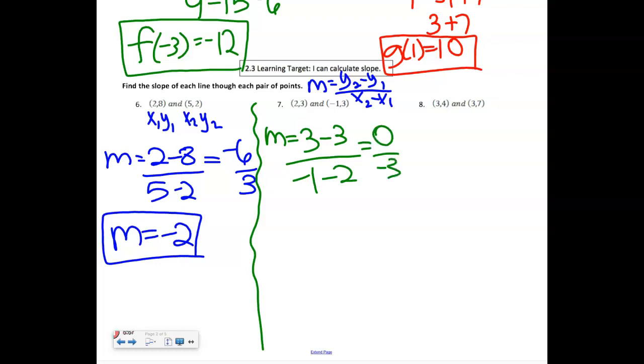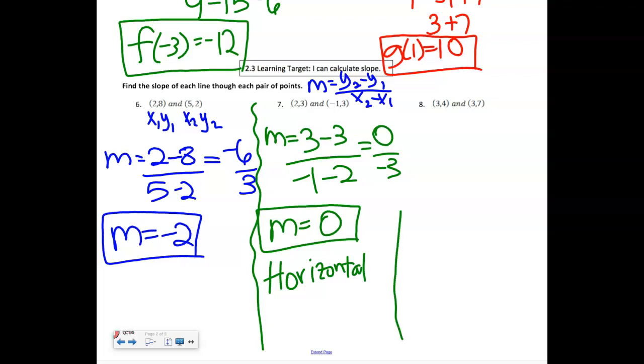And if you left it like this, I would have to mark it wrong. So reminder, if you grabbed your calculator or if you just remember, 0 on top means our slope is going to be 0. So 0 divided by negative 3 is 0. We also want to remember this as a horizontal line.